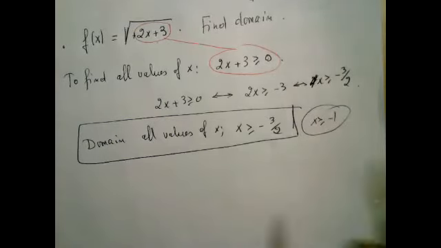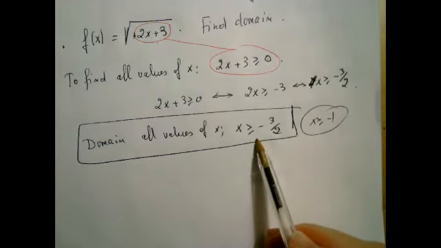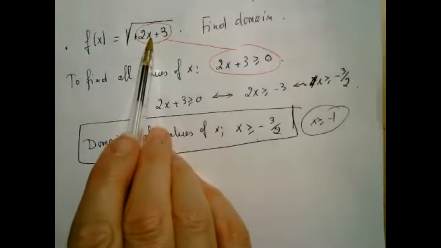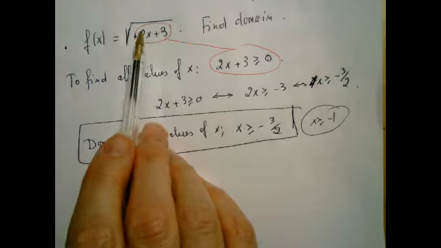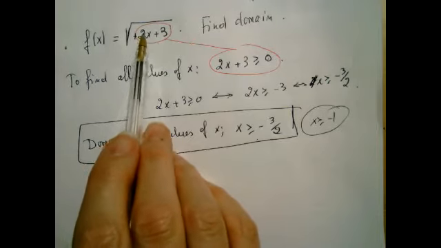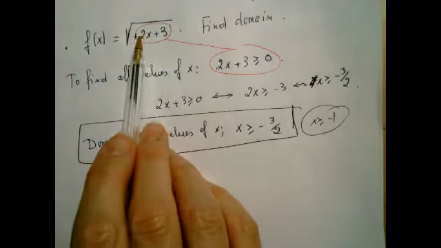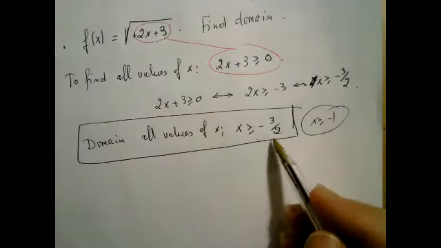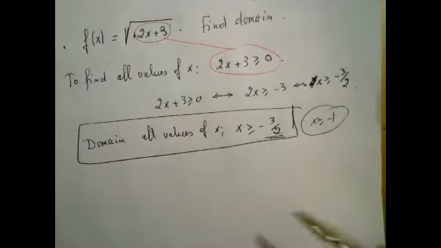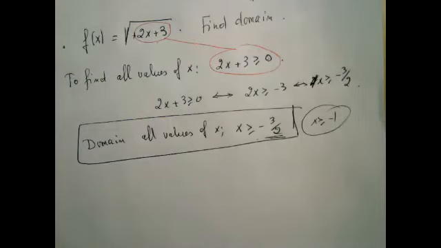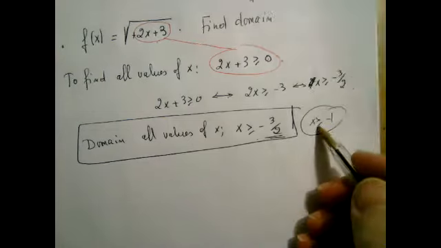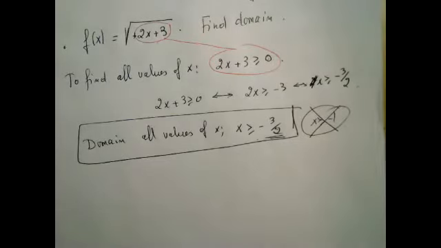Now, one of your classmates told me x larger or equal to minus 1. That's not right, because x can take minus 3 half. If I plug in minus 3 half, here I will get 2 times minus 3 half, which is minus 3, plus 3, I have 0. So minus 3 half, or minus 1.5, is in the domain, and minus 1.4 is in the domain. So this is absolutely not acceptable, because you are removing part of the domain when you put x larger or equal to minus 1.